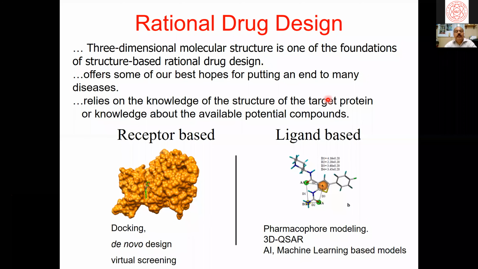On the other hand, if you have knowledge about the available potential compounds, you can devise ligand-based methods, where you can do pharmacophore modeling or three-dimensional quantitative structure-activity relationship studies to improve the activity of molecules. Or more recently, there has been a trend of using artificial intelligence-based methods, including both deep learning and machine learning, to improve the activity, efficacy and potency of a set of molecules.